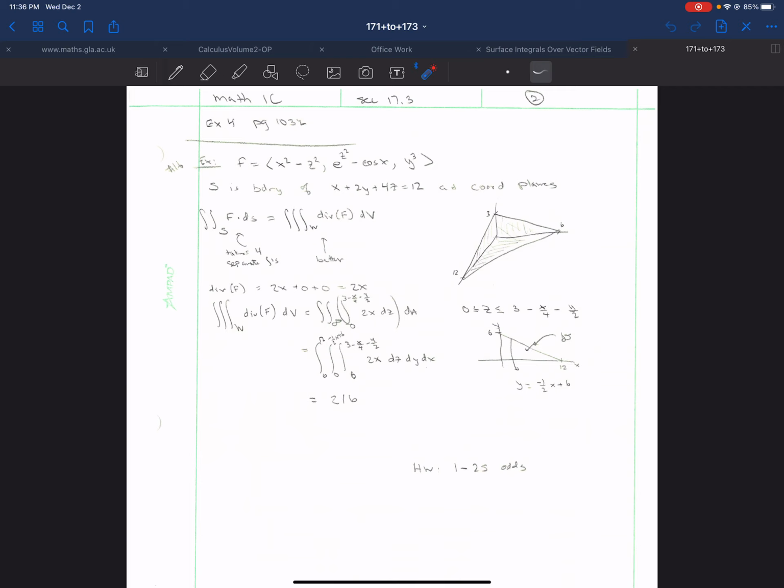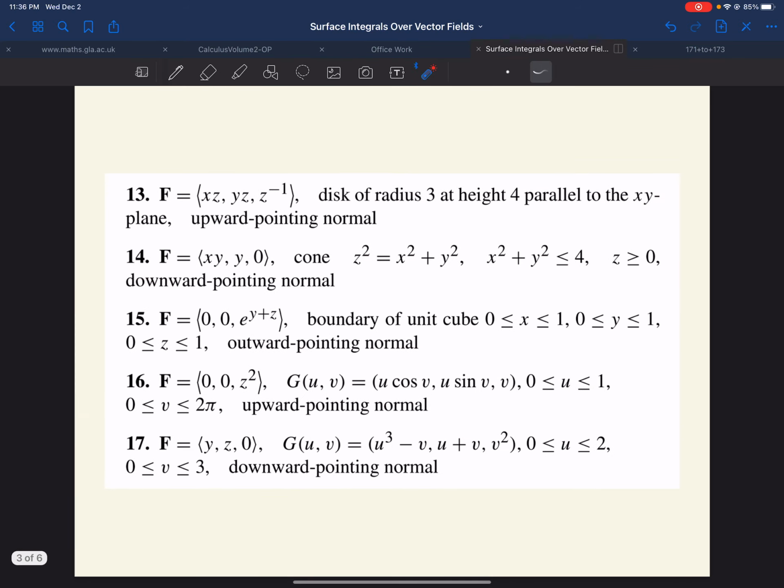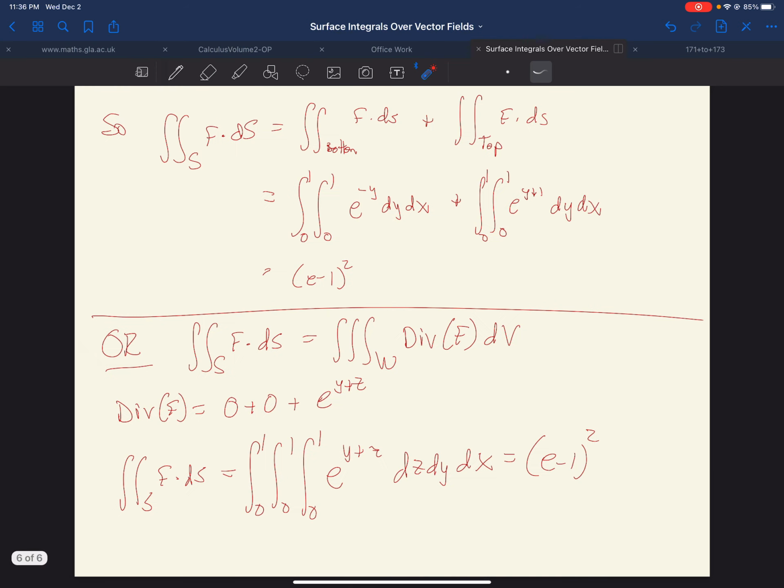So I hope that helps you. That's the last one for this week, and I did do number 15 from the homework and showed it to you both ways, the old way and the new way, using the divergence theorem.